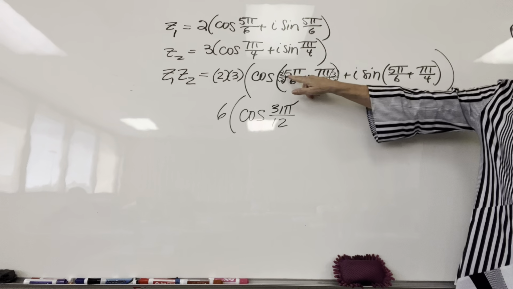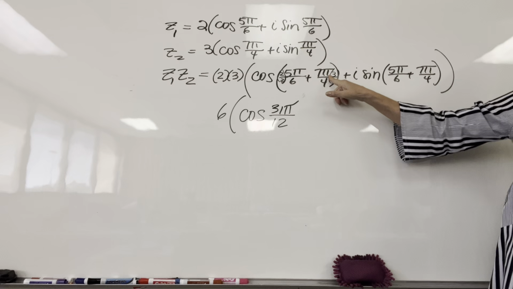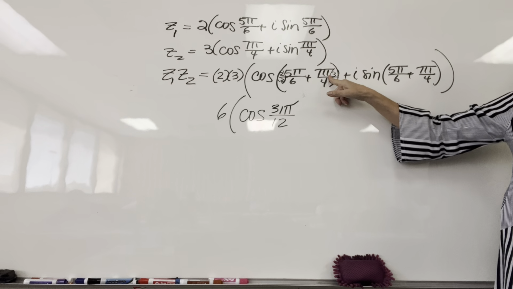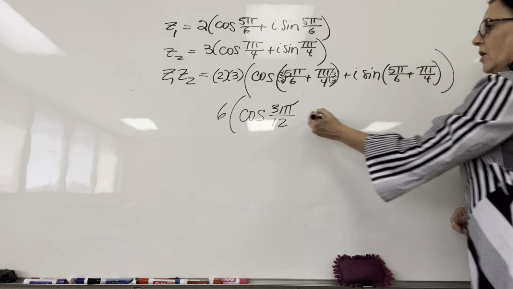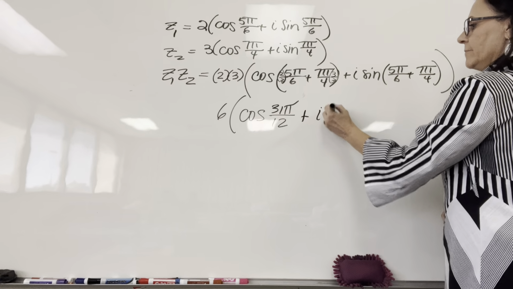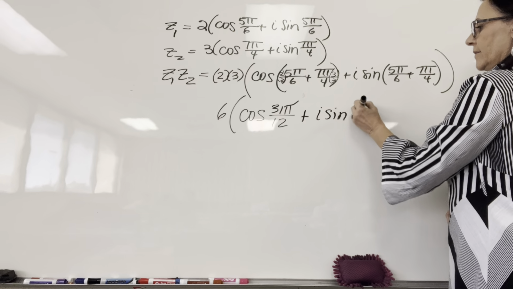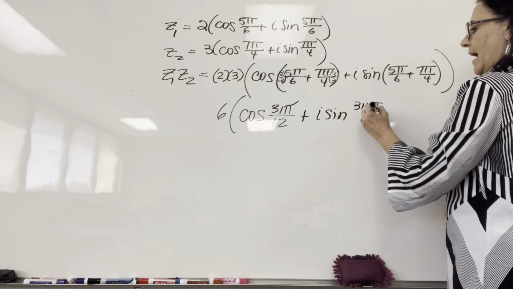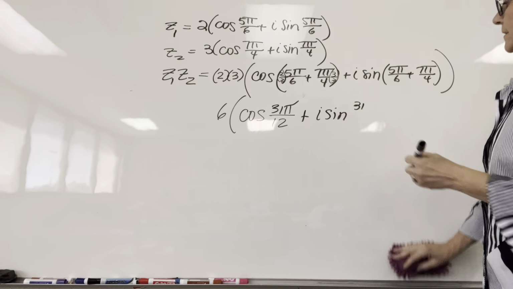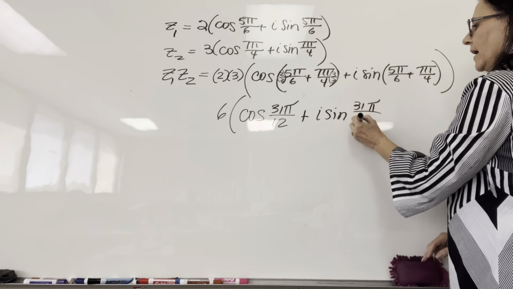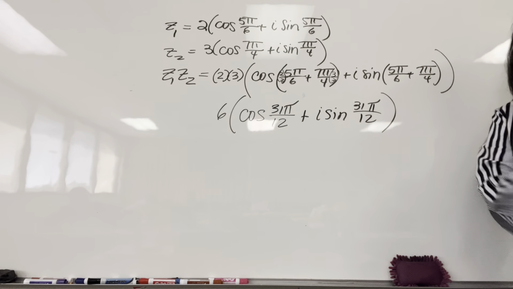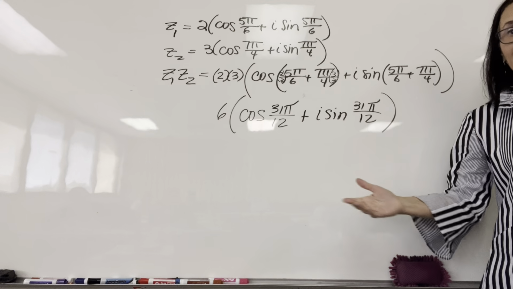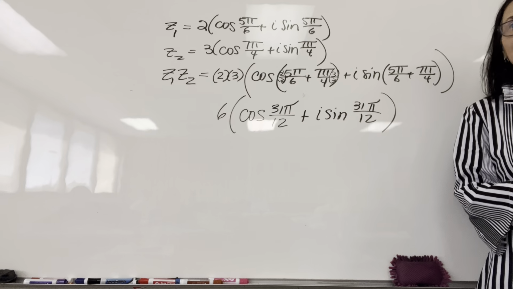10 pi plus 21 pi. So it's going to be the same for the sine, 31 pi over 12. That's it. Multiplication is addition of theta. So that's the answer. That's the final answer.